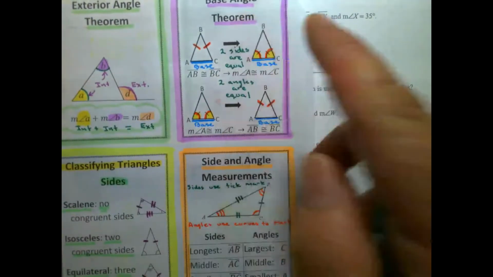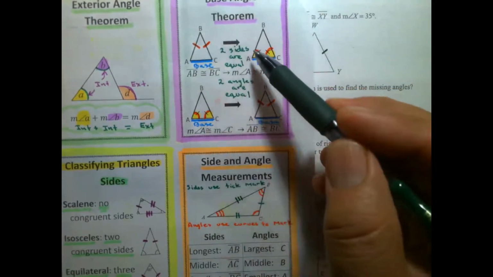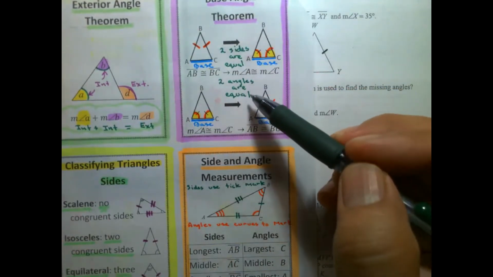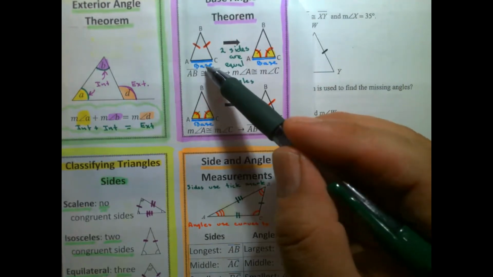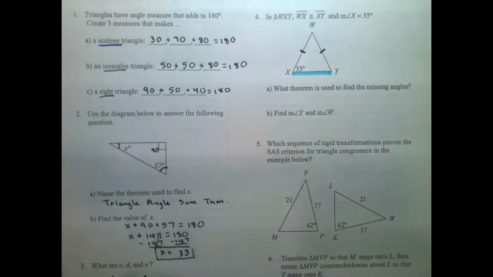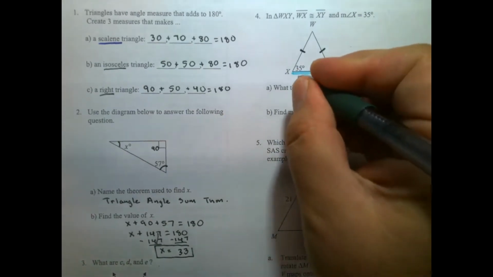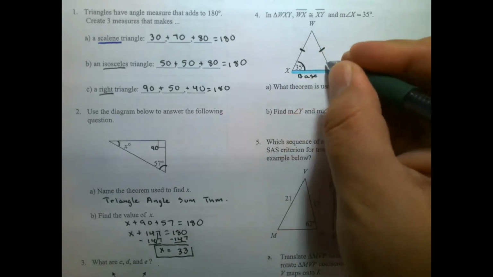The base angle theorem says if you have two sides that are equal, then you have two angles that are equal. But you always look for the base. Notice the base is the side that isn't marked. So when I'm looking at this picture here, this is the side that isn't marked. That makes this the base. And if that's the base, then this is a base angle. And this one's a base angle, which means we can call this a 35 right there.